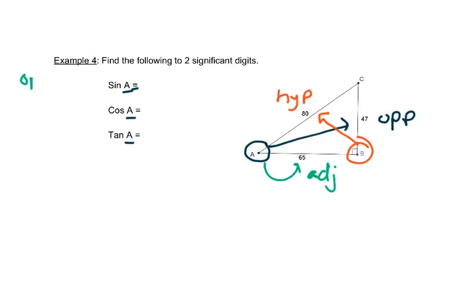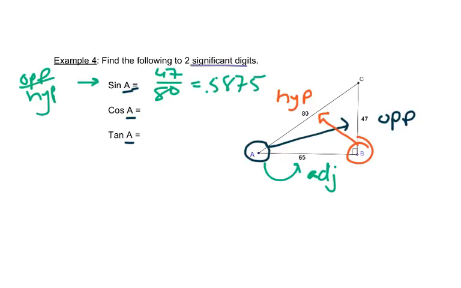So sine is opposite over hypotenuse. So opposite is the 47. The hypotenuse is 80. So we take 47 divided by 80, and we get 0.587. Here it says two significant digits. So here's my second significant digit. The 7 tells me to go up. So I would call it 0.59.